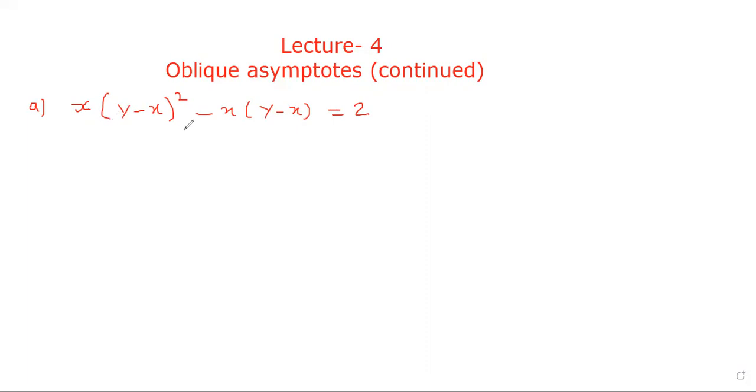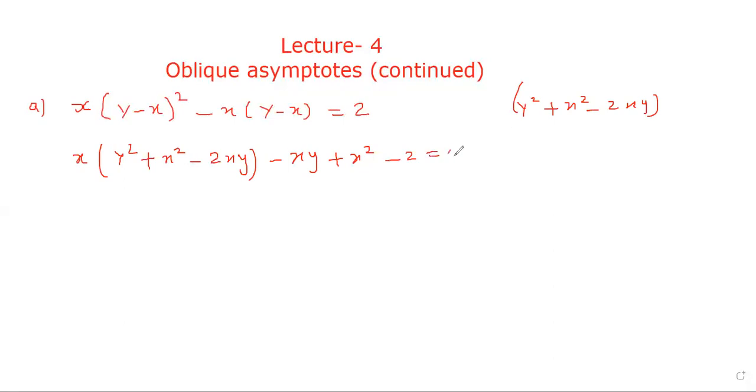So highest power of x will be x cubed, because if we expand this, we will get xy square plus x cube minus 2x square y. So let's write it clearly so that things remain clear. xy square plus x cube minus 2x square y minus xy plus x square minus 2 equal to 0.